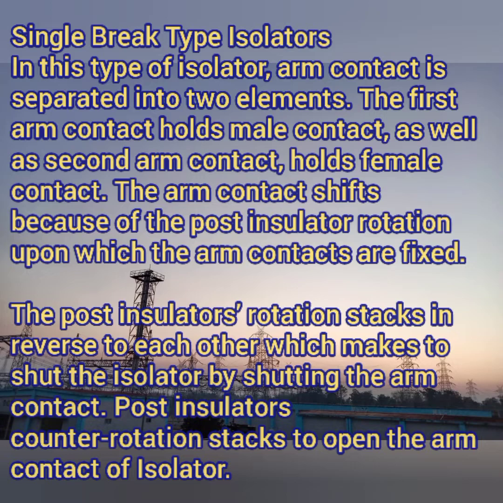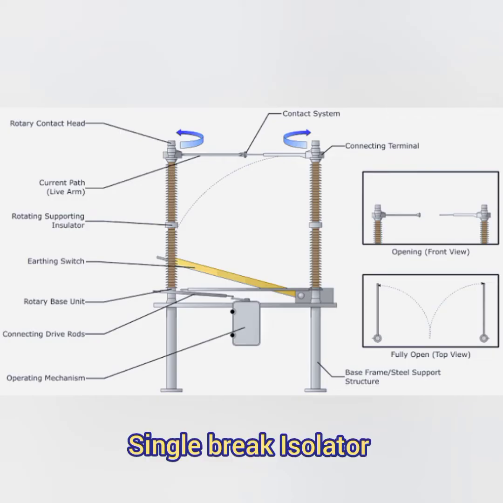Here the post rotation, the insulator rotation, is in reverse to each other, which makes the isolator shut by shutting the arms. The post insulators counter-rotate to open the arms for opening. Here is an example of the single break system.